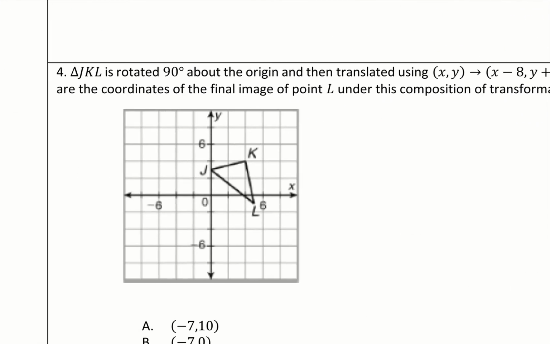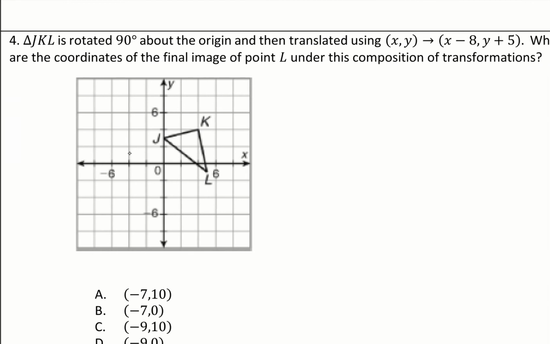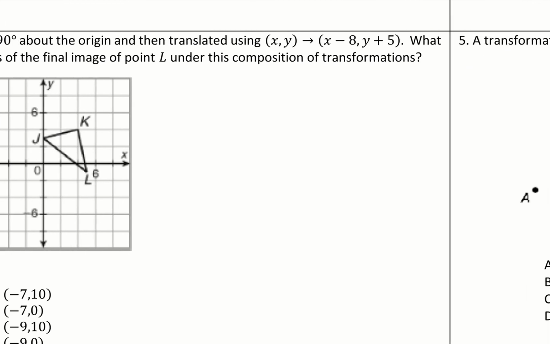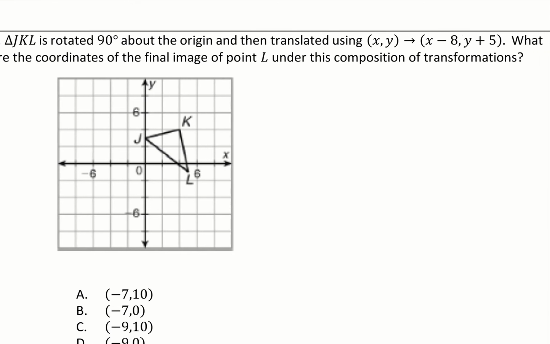Okay, so for number 4, triangle JKL is rotated 90 degrees about the origin and then translated by using that rule. What are the coordinates of the final image of point L? So we're interested in just L. That's it. So let's focus on L. What are the coordinates of L?